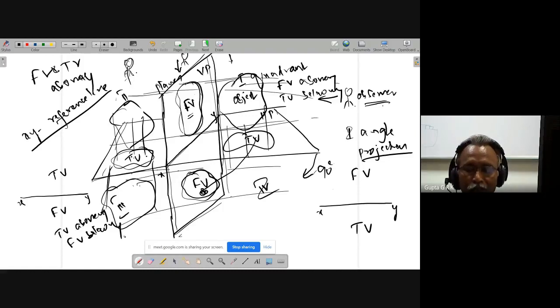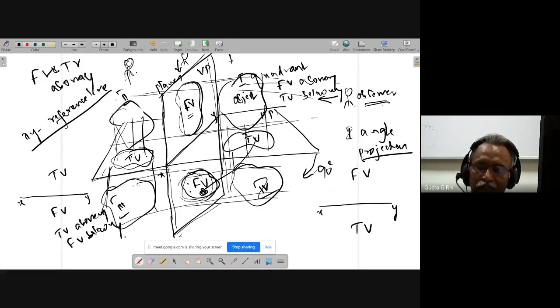If I keep the object in the fourth quadrant, what happens here? If I see from here, the front view comes here, and the top view comes here. When I rotate 90 degrees, top view and front view again coincide with each other, but below XY. So front view and top view are below XY. Any doubts?